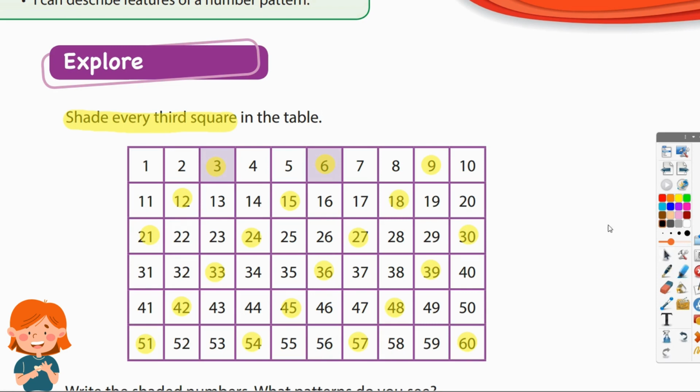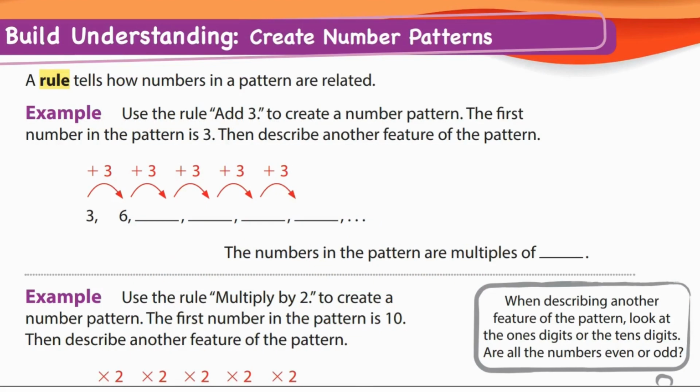Now, we're going to go ahead and try some more out. Let's take a look at our build understanding, in other words, creating number patterns. A rule tells how numbers in a pattern are related. If I look at the example, it says use the rule add 3 to create a number pattern. The first number in the pattern is 3, so I'm starting with a 3.